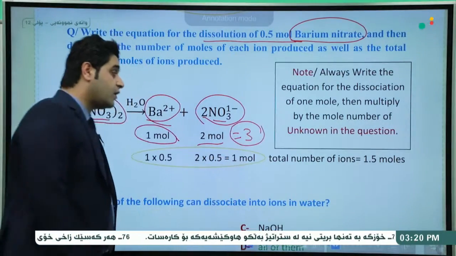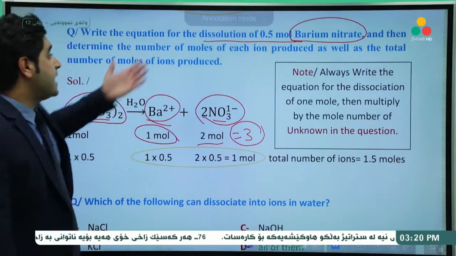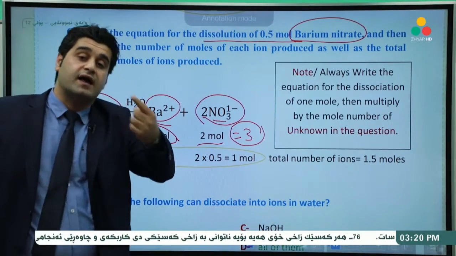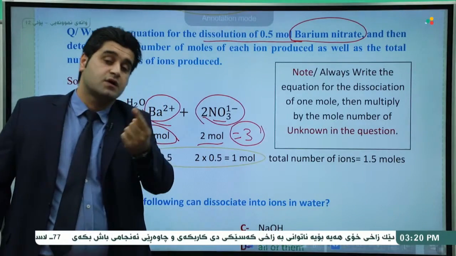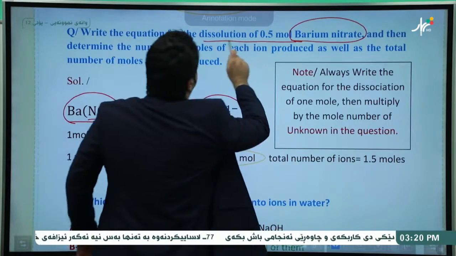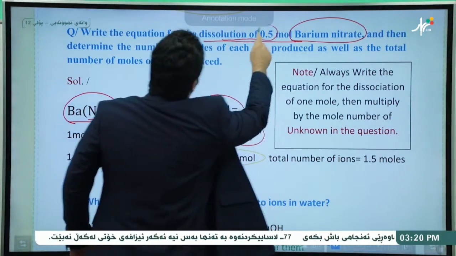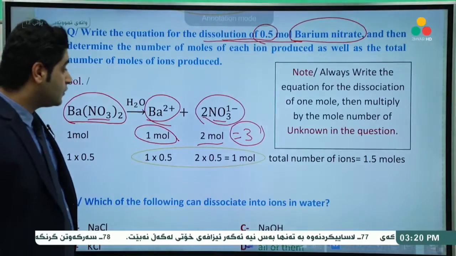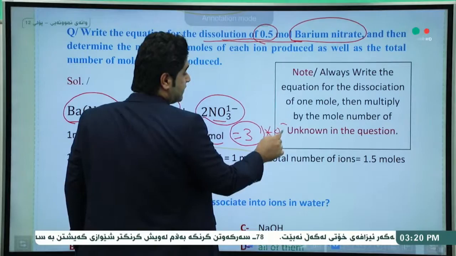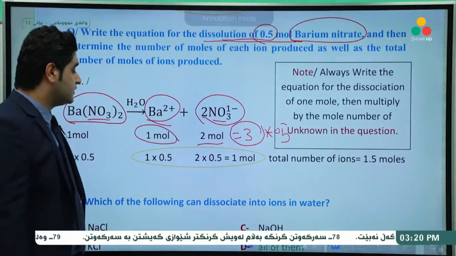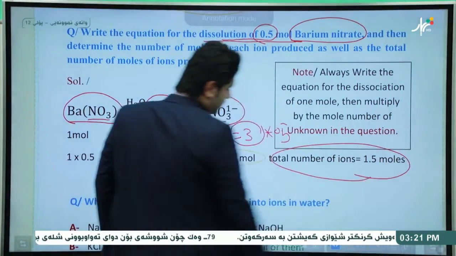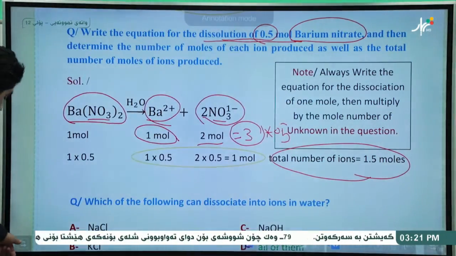Okay, teacher, now I followed your advice. I pointed at my compound, and then I wrote the dissociation for 1 mole, and then calculated the number of moles of the ions for 1 mole. What's the next step? The question said, find the number of moles for 0.5 mole of barium nitrate. Oh, so we should multiply our result by 0.5. 3 times 0.5 is equal to 1.5 moles of the ions. You see, it's very easy.